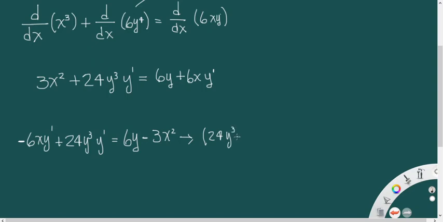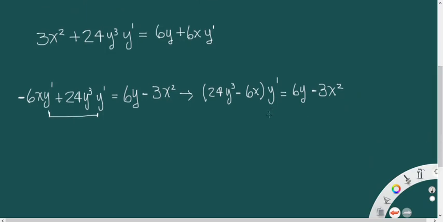cubed minus 6x times y'. I am factorizing this y' over here. So this is 24y cubed minus 6x times y', and this is equal to 6y minus 3x squared.